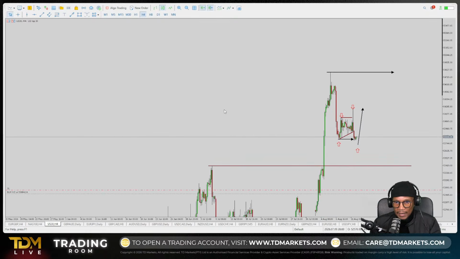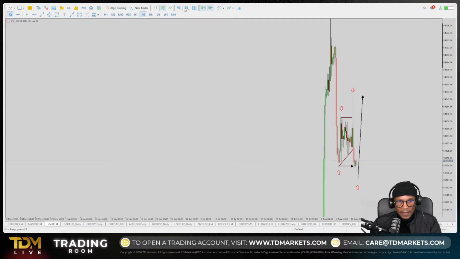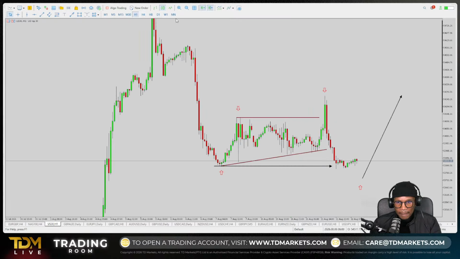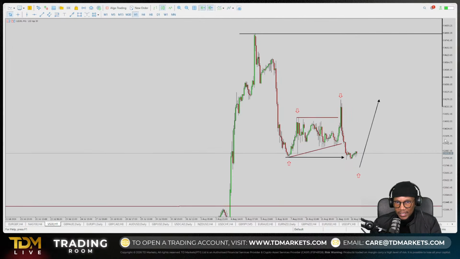It could go as low as rejecting or bouncing from this area. It could do that. But it doesn't matter whether it's going to do that or not. The fact is we are ready for this one.